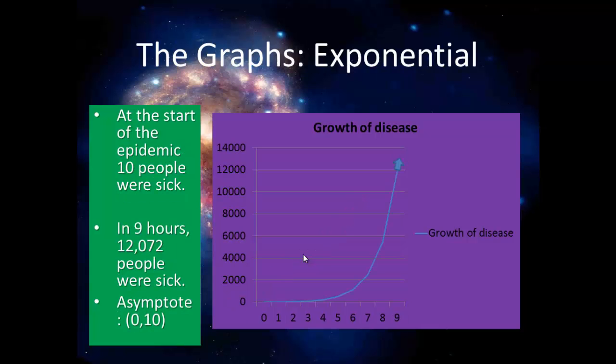So now the graph for the exponentials. At the start of the epidemic, 10 people were sick. And in 9 hours, 12,072 people were sick. So as you can see here, this graph's line drastically curves up, which shows that over time, the amount of people that are sick actually starts multiplying and doubling. And the asymptote for this graph would be at 0, 10.